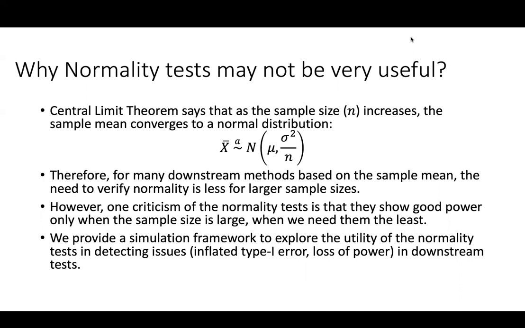However, as we observed before, normality tests tend to show good power only when the sample size is large, in which we need them the least. And they have low power in the condition of smaller sample sizes, where verifying normality is more necessary. This is a well-known problem, but has not been extensively studied using simulations.